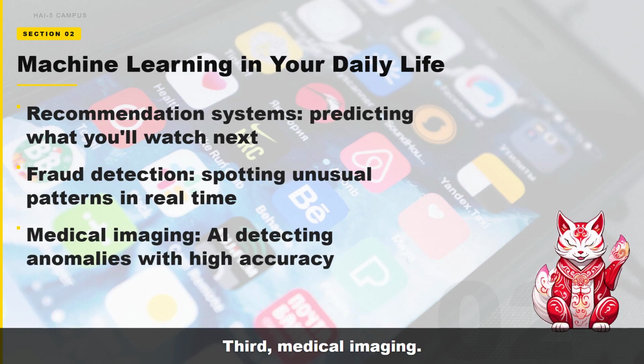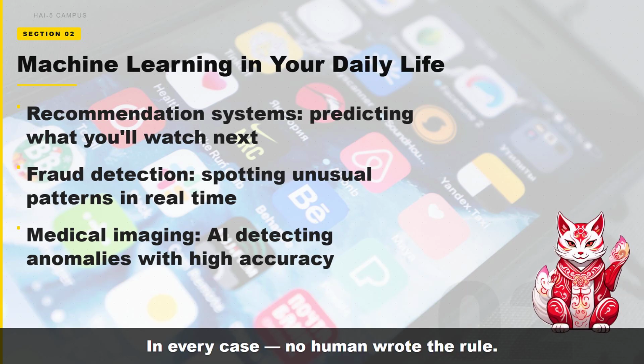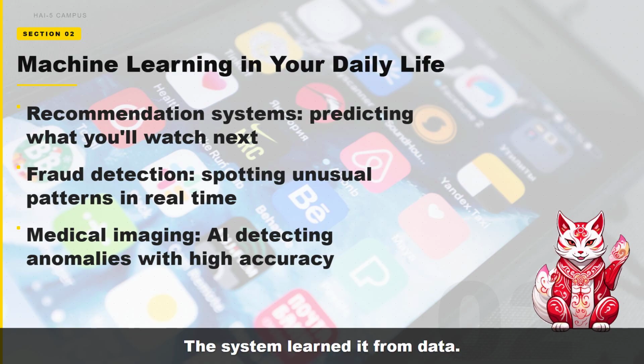Third, medical imaging. AI trained on millions of X-rays and MRI scans can now detect anomalies faster and sometimes more accurately than human radiologists. In every case, no human wrote the rule. The system learned it from data.